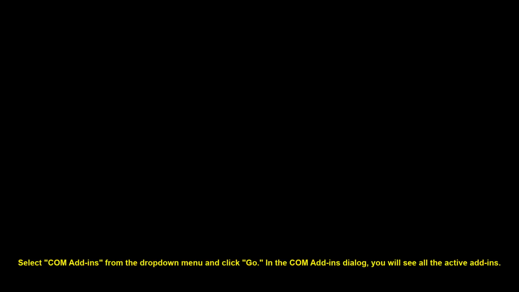Here, you'll see a list of installed add-ins. At the bottom of the window, there is a Manage drop-down menu. Select COM add-ins from the drop-down menu and click Go. In the COM add-ins dialog, you will see all the active add-ins.